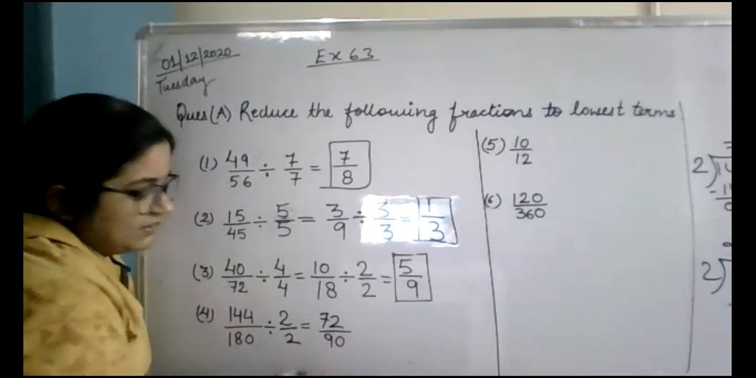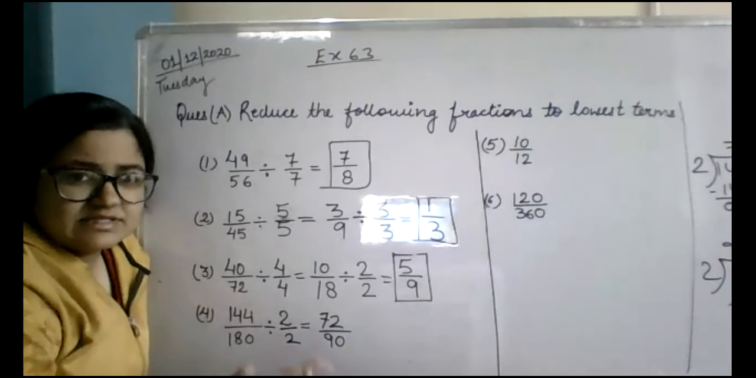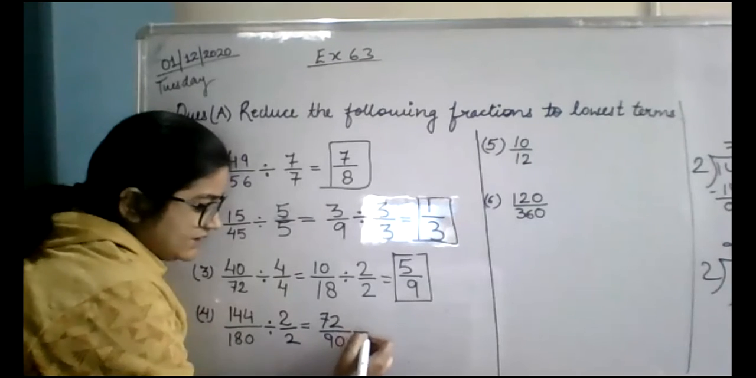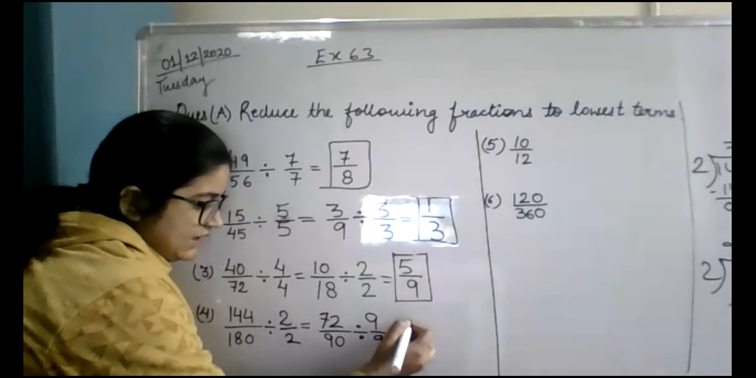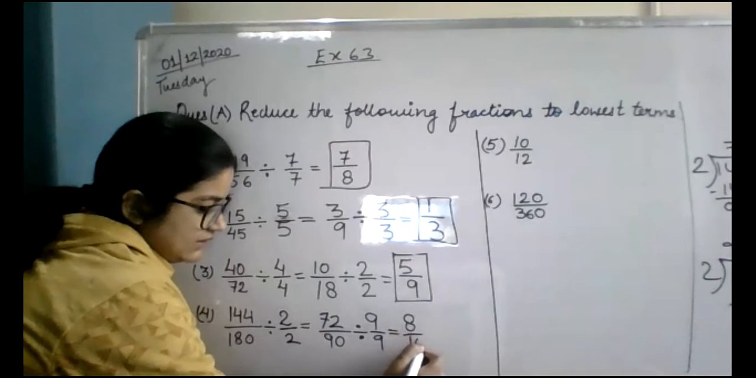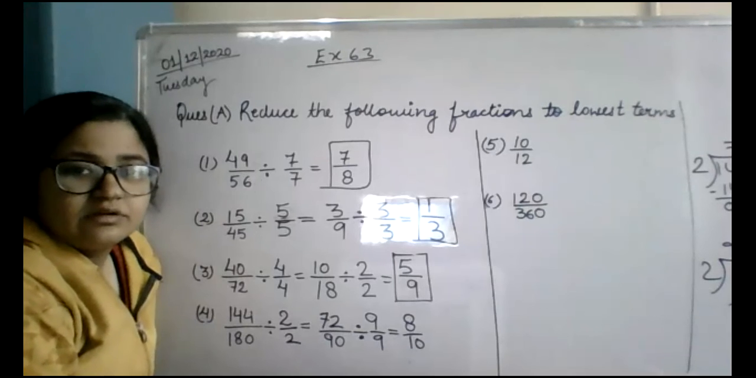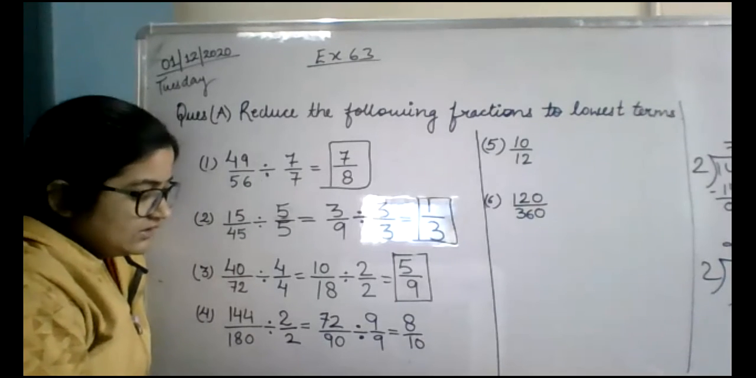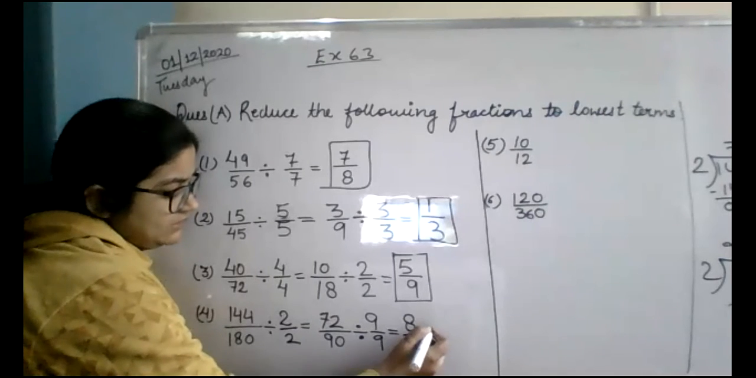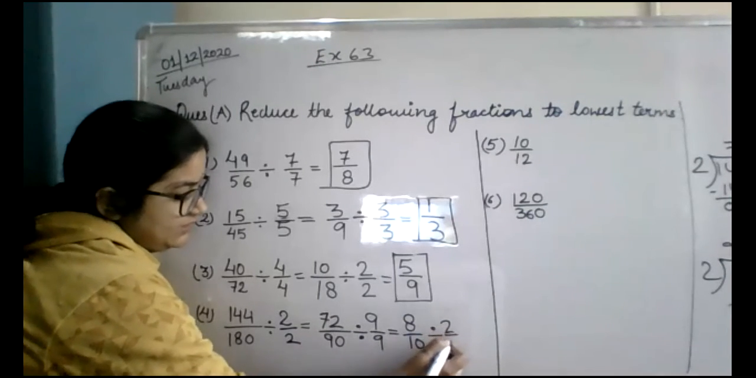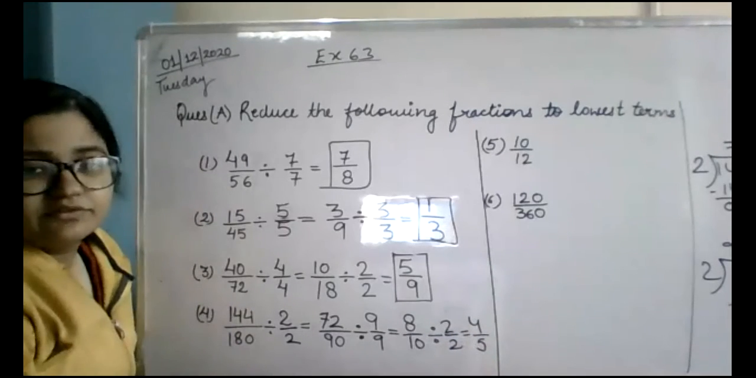In which table are both of them coming? 3, or I can say 9. 9 is better, beta. 9 8s are 72. 9 10s are 90. Now 8 and 10, are they coming in any of the same tables? 6. In the table of 6, 8 and 10 are coming? 2. In the table of 2 they are coming. Divide the numerator and denominator by 2. So 2 4s are 8 and 2 5s are 10. 4 upon 5 is the answer.